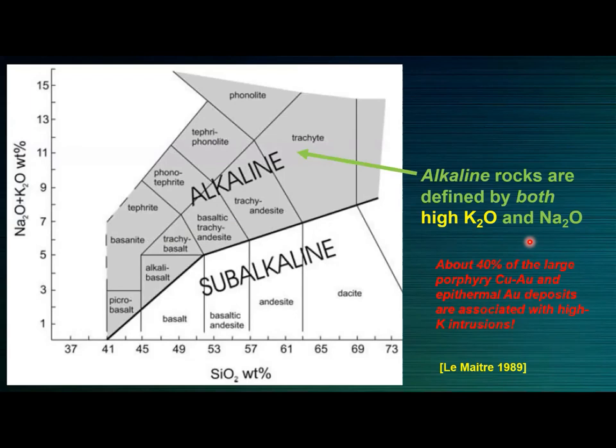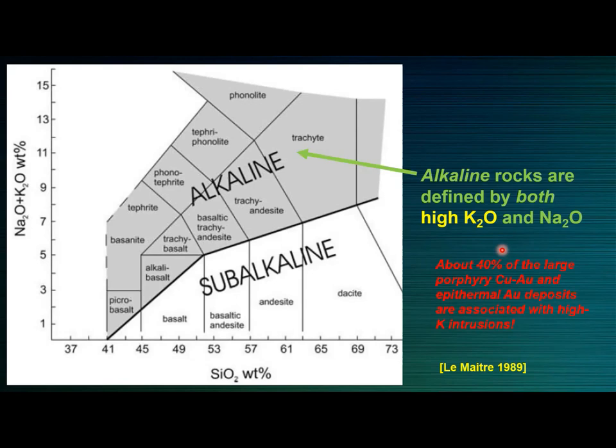That is even more interesting when you consider that only about 5% by volume of all the magmatic products in subduction arcs are high potassic calc-alkaline or shoshonitic. So they are very rare, but about 40% of the really large world-class deposits in terms of copper and gold are genetically associated with them. So they have a really important role in mineral exploration.